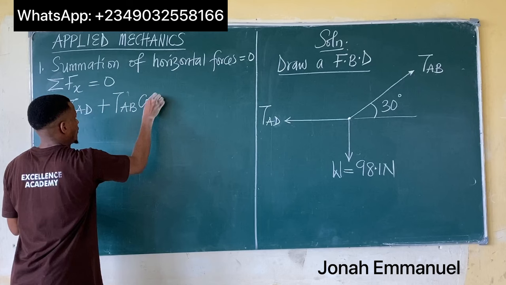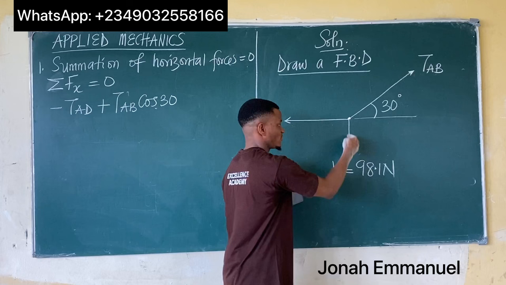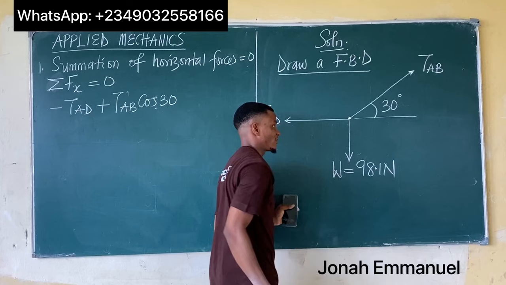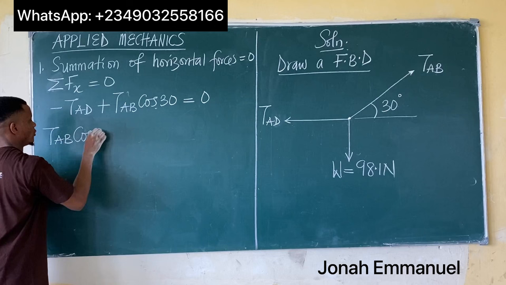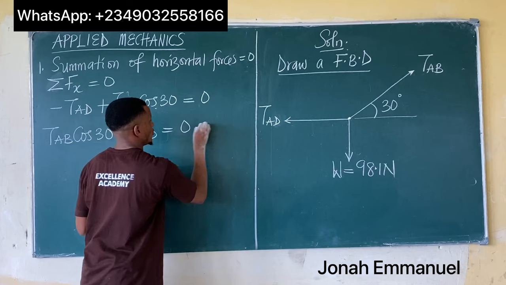This one is not a horizontal force. It's a vertical force, you can see. And of course, it's not inclined at an angle, so it cannot be resolved. So let it go. That's all our horizontal forces, so this is equal to zero. You can choose to rearrange this to say TAB cos 30 minus TAD is equal to zero. Call this your first equation.